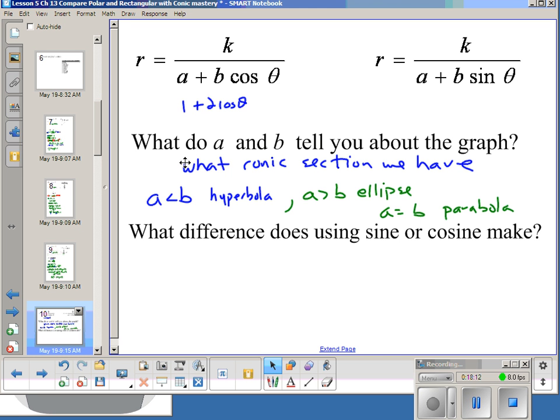And then what difference does using sine or cosine make? That's going to change sort of which way we open, if you think of the parabola or the hyperbola, or it's going to change our stretches. So it changes the way we open or which way we stretch.